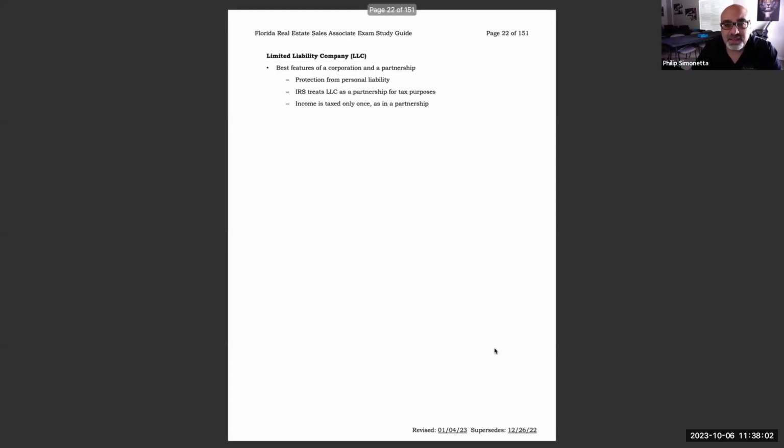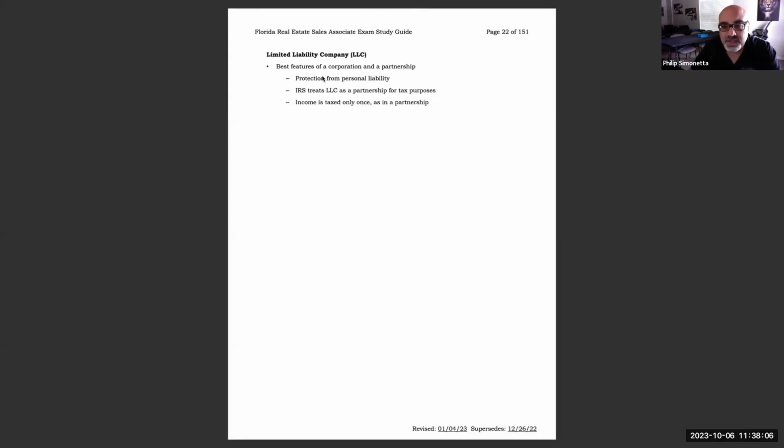And last is the limited liability company. This has the best features of a corporation and a partnership. You have protection from personal liability, and the IRS treats the LLC as a partnership for tax purposes. Income is taxed only once, as in a partnership. When you're a corporation, you get taxed on the income and then taxed a second time on the profit, what's left over. You don't have that in an LLC. There's only one taxation.